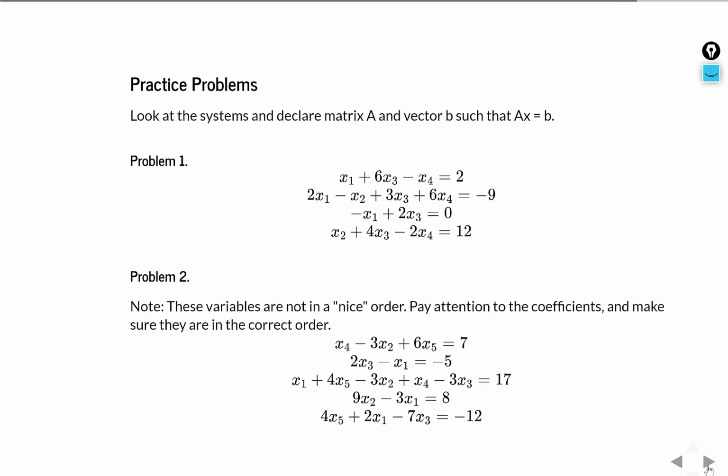Now it's time for you to practice. I want you to write problem 1 and problem 2 in the matrix form and define A and B in Julia.